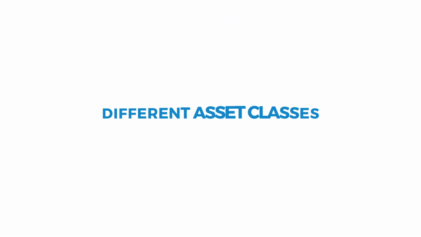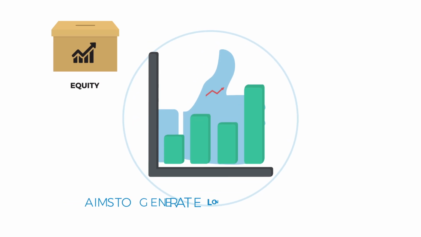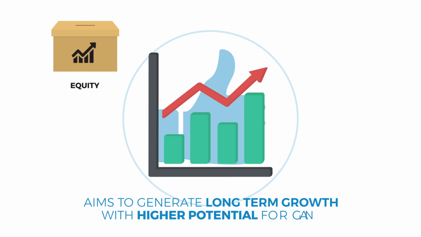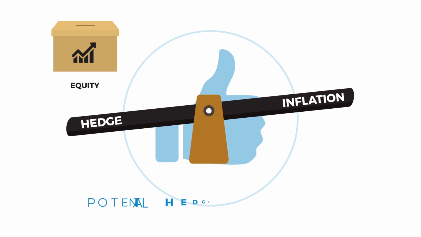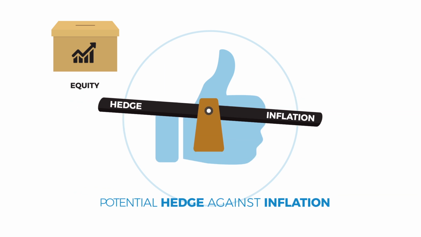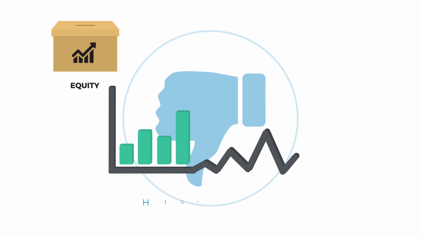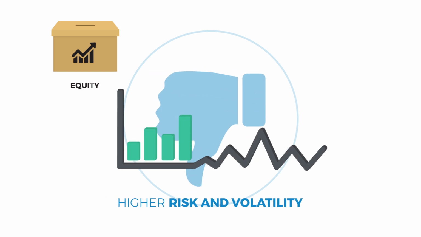Let's have a look at the different asset classes. Equity. The upside: generates long-term wealth, higher potential for gain, potential hedge against inflation. The downside: high risk, higher volatility.